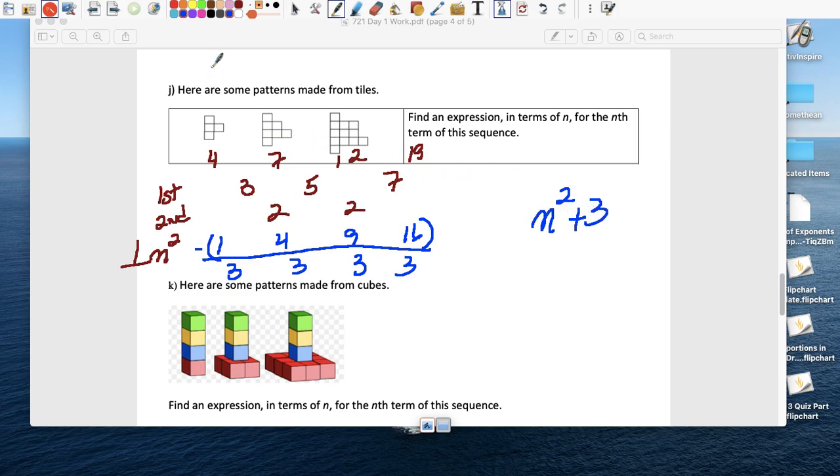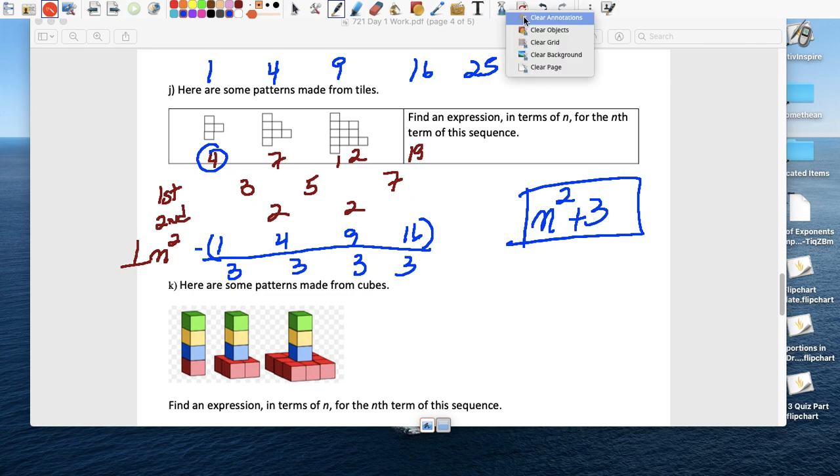So if you think about it, 1, 4, 9, 16, 25. If you took 1 squared and then add 3, would you get 4? And if you took 2 squared, which is 4, and add 3, do you get 7? If you took 3 squared, which is 9, and you add 3, do you get 12? Yeah, so this one works just fine. Okay.